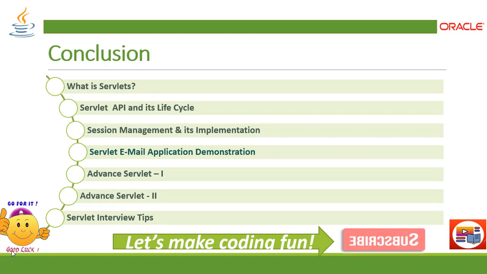So far in Servlet, we have learned what a Servlet is, the Servlet API and its life cycle, how we implement and maintain sessions, and a Servlet email application. Advanced Servlet covers ServletConfig and the context API. Advanced Servlet 2 covers filter, sendRedirect, RequestDispatcher, and the include and forward methods. And finally, we concluded with Servlet interview tips and preparation.